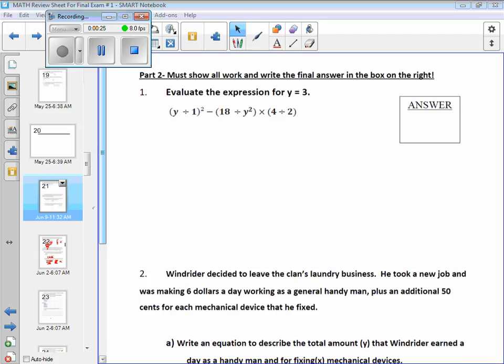If you don't tell me what you're doing first, or give me any indication of what or how you're trying to do it, I can't figure out what it is you're trying to do, and I can't give you any points on it. So the first thing that you should do is simply substitute the value 3 for y wherever you see y. So all I'm going to do is rewrite it, substituting in the 3 wherever I see a y.